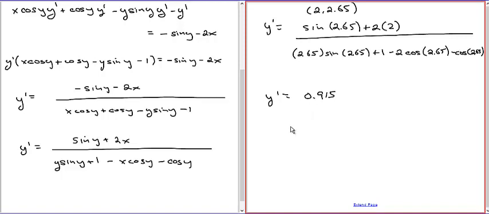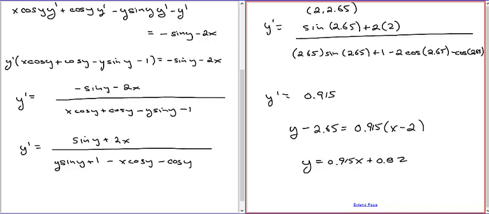Again, you're going to now use the point-slope form of the linear equation. So you have y minus y1 is equal to m times x minus x1. And if you solve that, you're going to get 0.915x plus 0.82. So multiply negative 2 times 0.915, add 2.65 to it, you get that.